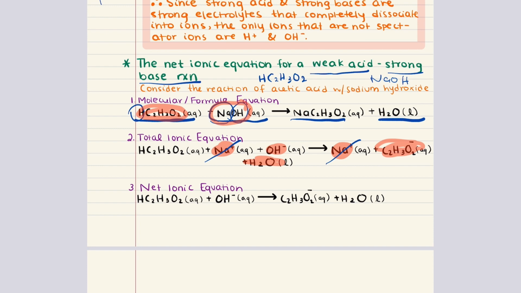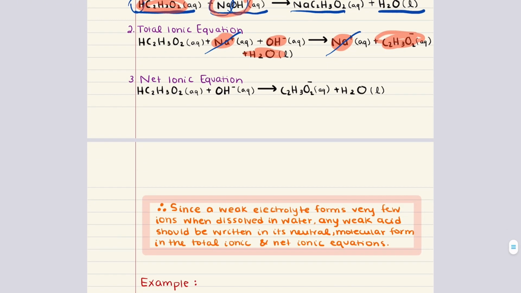Now we can go ahead and write our net ionic equation. We have acetic acid plus hydroxide ions gives us acetate and water. Here the conclusion is, since a weak electrolyte forms very few ions when dissolved in water, any weak acid should be written in its neutral molecular form in the total ionic and the net ionic equations. So keep that in mind when you're working with, for example, a reaction of a weak acid with a strong base.